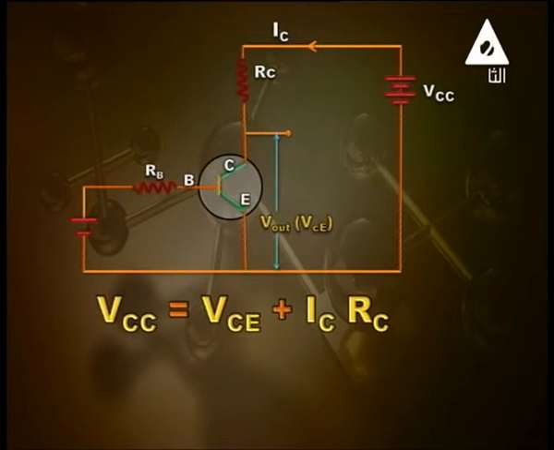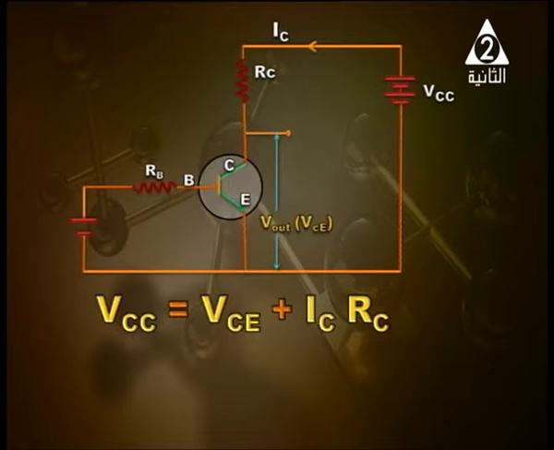VCC is the total voltage, and of course it is equal to the sum of VCE plus ICRC. ICRC is the voltage across the collector resistor. VCE is, yes, the output voltage.